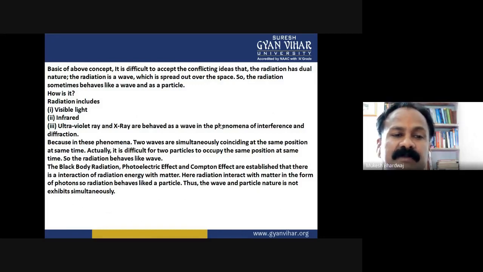Radiation, including visible light, infrared, ultraviolet rays, and X-rays, behaves as a wave, showing the phenomena of interference and diffraction. This is the small introduction about atomic theory.